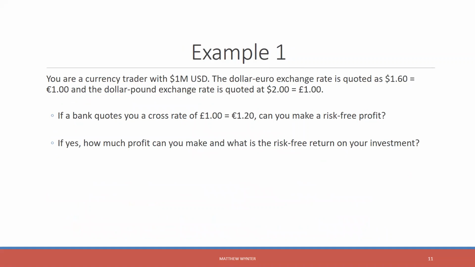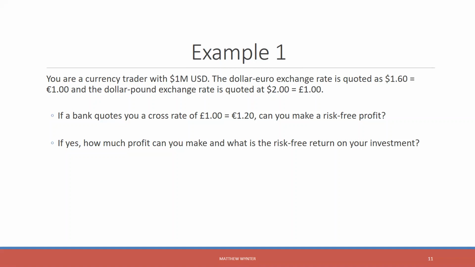So in this example, let's take that same concept and apply it. You're a currency trader, you've got $1 million USD. The dollar-euro exchange rate is quoted to you as $1.60 equals 1 euro. The dollar-pound exchange rate is quoted to you as $2 equals 1 pound. If a bank quotes you a cross rate of 1 pound equal to 1.2 euros, can you make a risk-free profit? If yes, how much profit can you make, and what is the risk-free return on your investment?